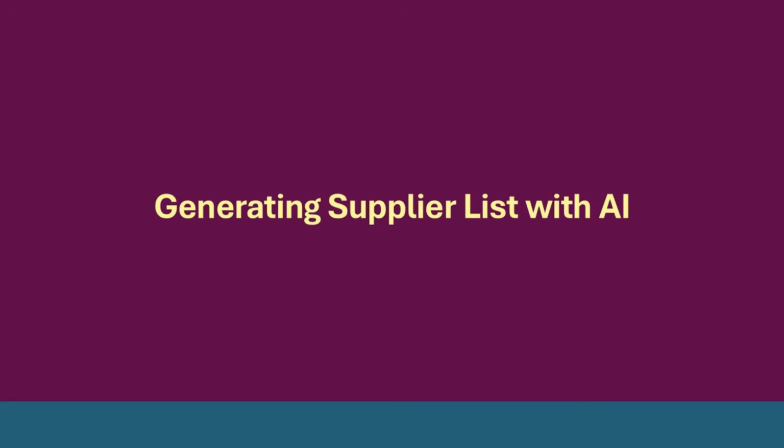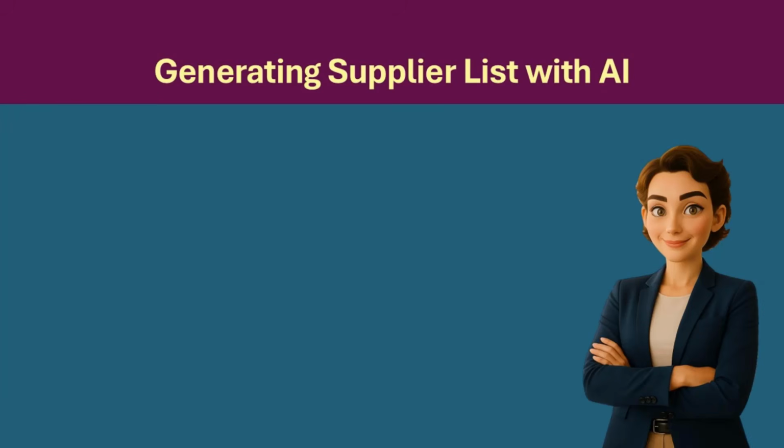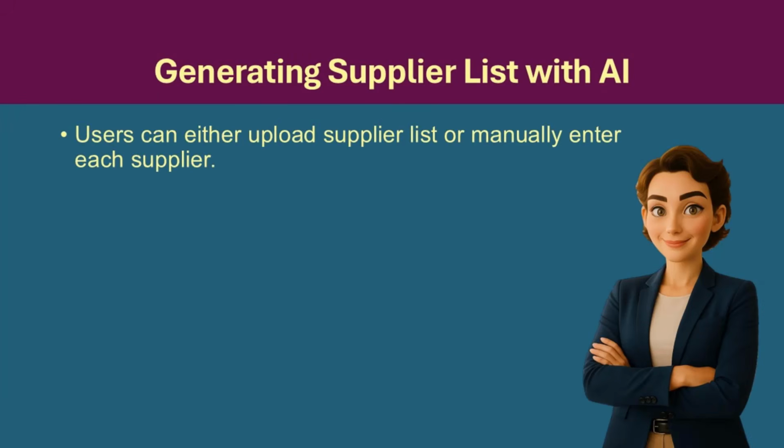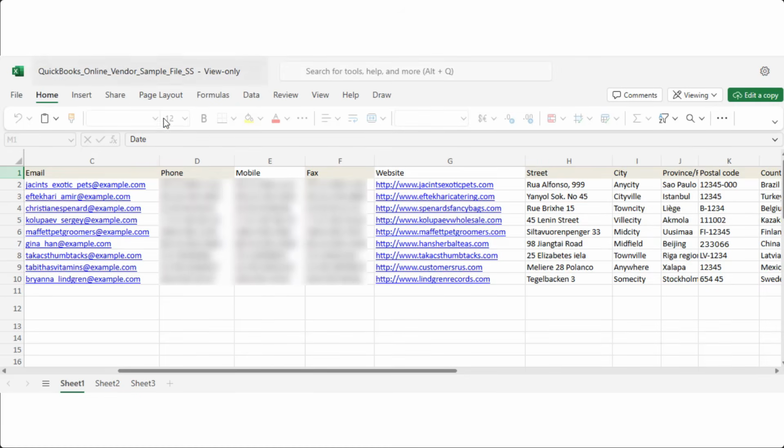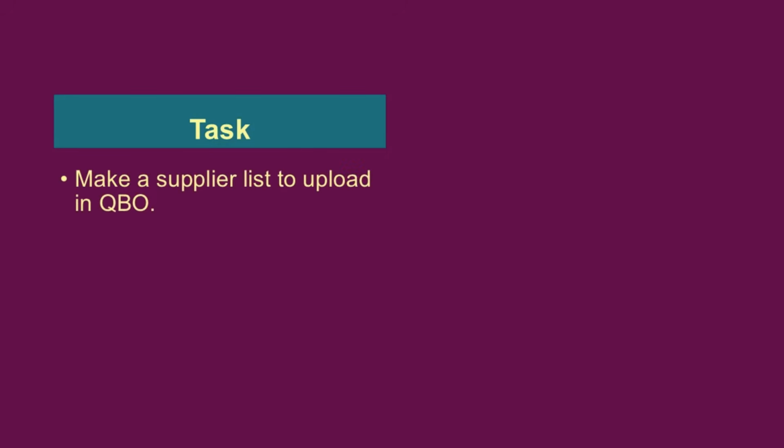Generating supplier list with AI. QuickBooks allows users to either upload a supplier list or manually enter each supplier. Now let's see how we can leverage AI in this step. Sarah opts for uploading a supplier list. For this, she has already downloaded the supplier list template from QuickBooks. This is the template. She has to populate it with information relevant to her business.